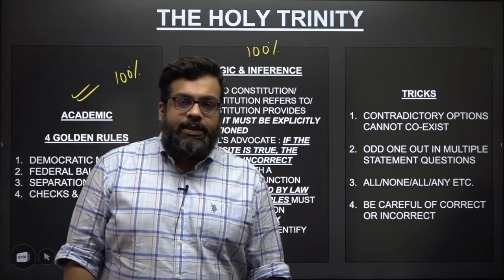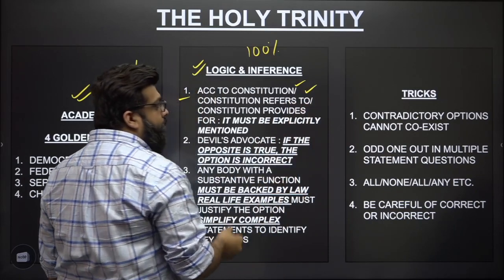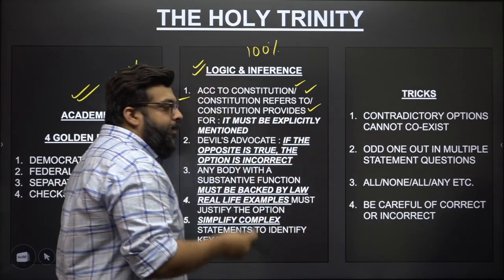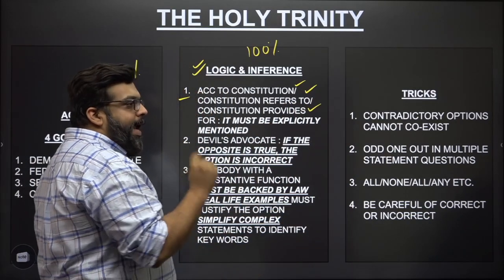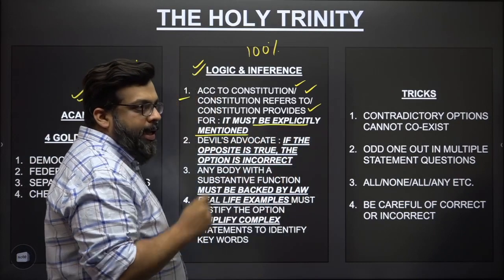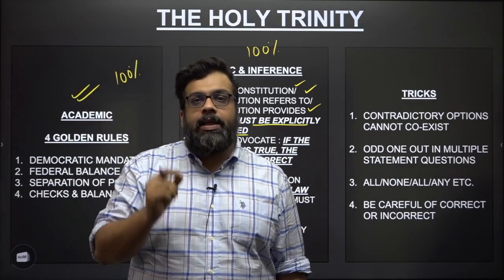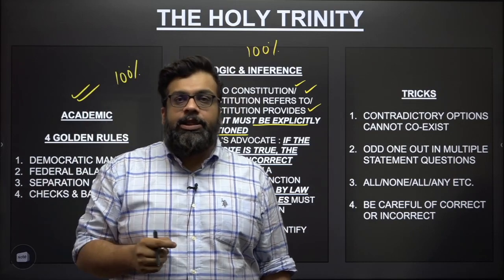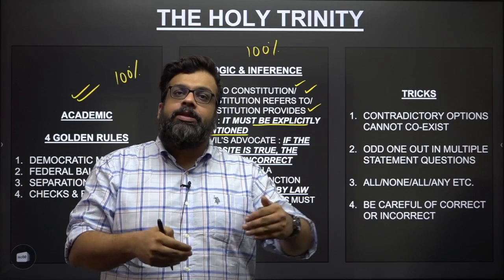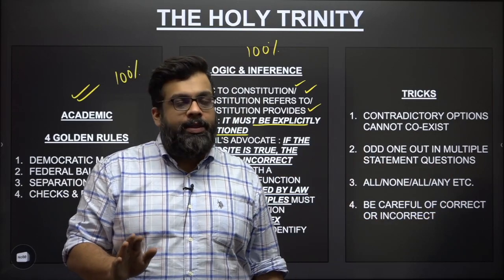If the prelims question says, according to the Constitution, or the Constitution refers to, or under the Constitution, or the Constitution provides for, then only that option which is explicitly in black and white, in those exact words mentioned in the Constitution, will be the correct answer. Any assumption, any derivation, any sort of 2 plus 2 equals 4, that kind of an interpretation, any commentary on it will not be the correct answer.